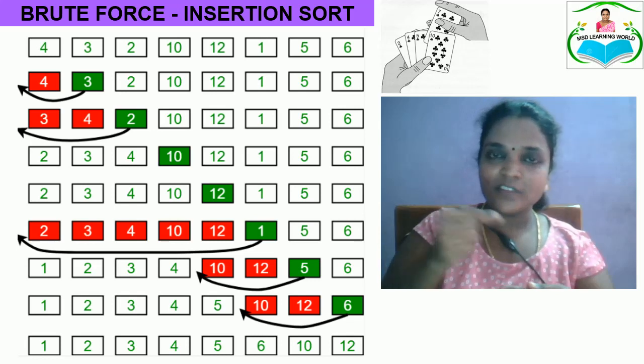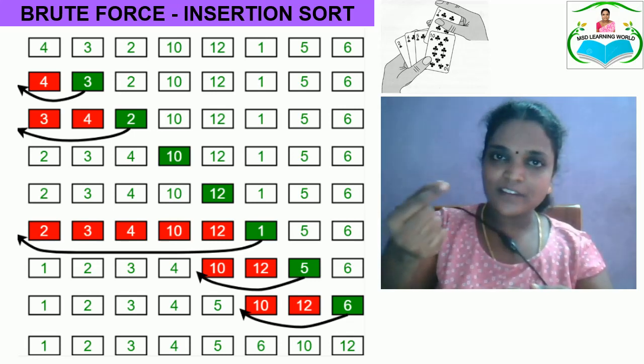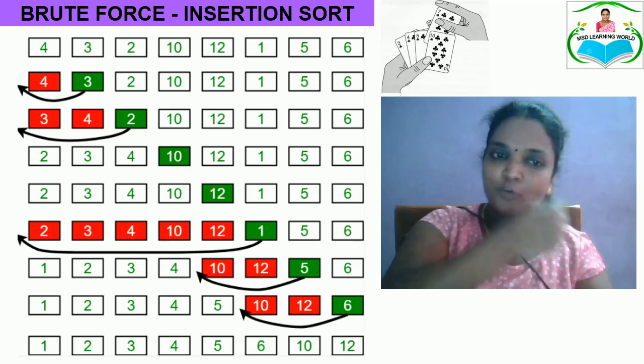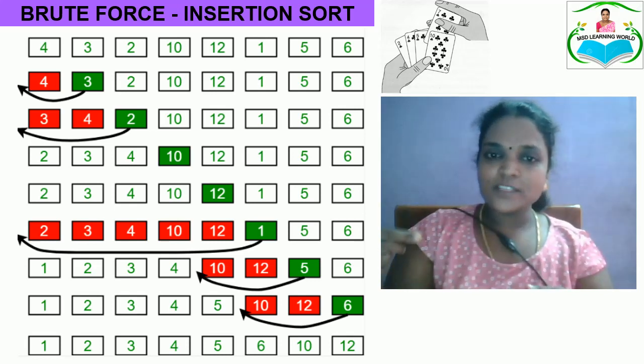Again 1 is checked with 3, 1 is small. Again 3 is shifted. Again 1 is checked with 2, 1 is small. The card in our hand, 1, is small. So again 2 is shifted and this 1 is placed before 2. Now your sixth iteration starts.